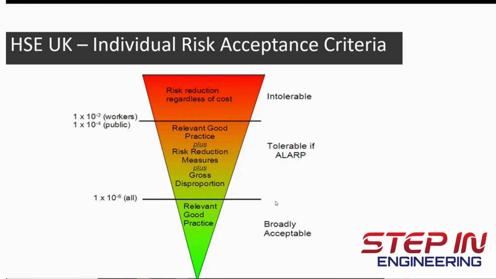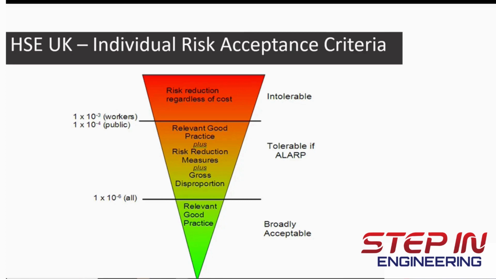If the risk is falling between 1 into 10 to the power minus 6 and 1 into 10 to the power minus 4, for an on-site plant, then for the people who are working in the plant, the criteria is 1 into 10 power minus 3, and for the people who are staying adjacent to the plant, any residential population, for the public it is 1 into 10 power minus 4.